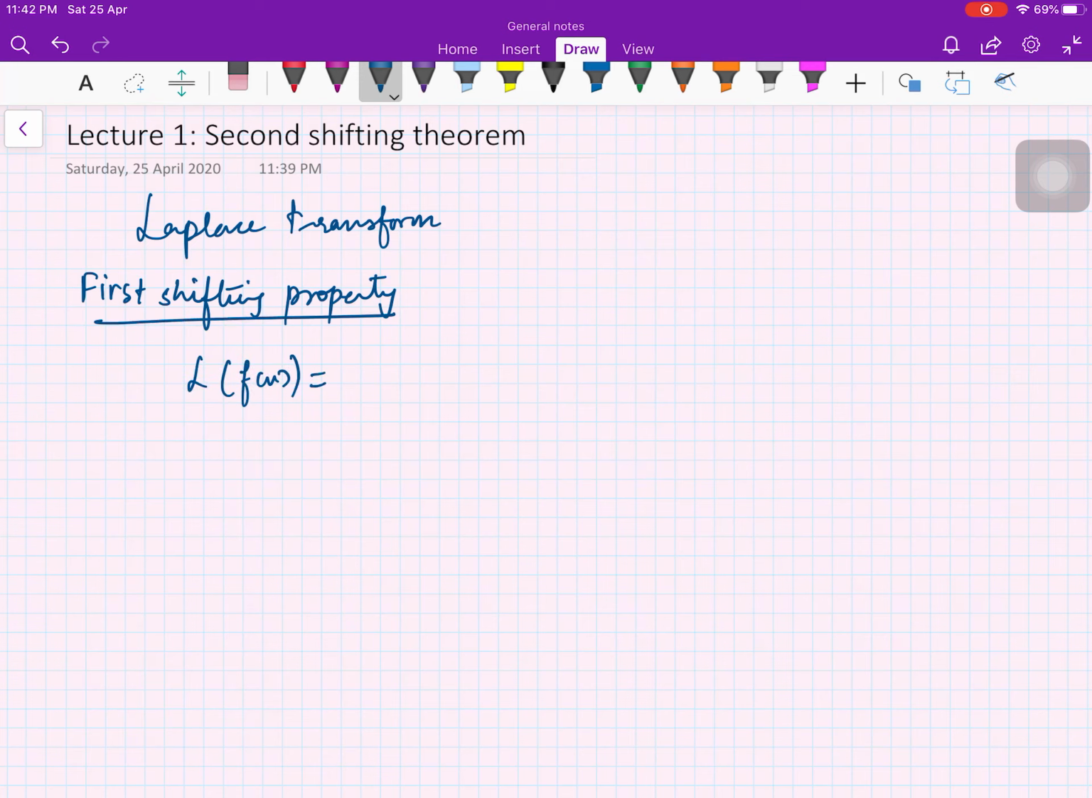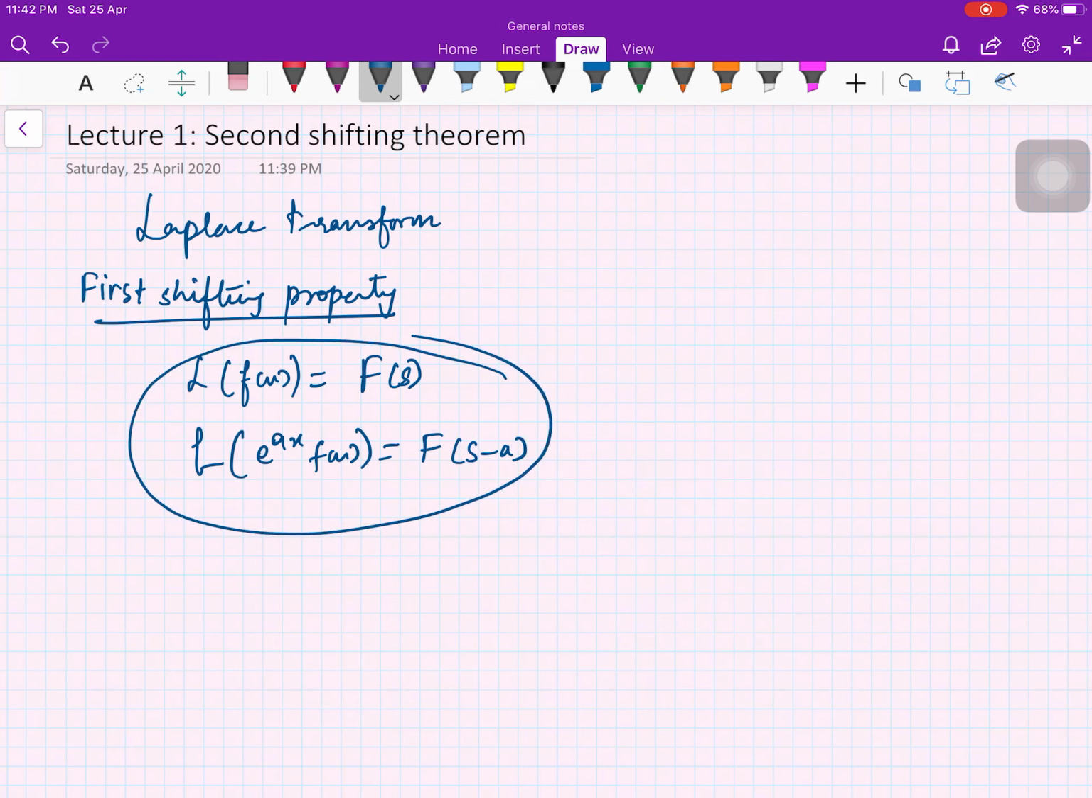First shifting property was that if you have L of f of x is say capital F of s, then if you multiply on left hand side with e raised to power ax, then on the right hand side s will be replaced by s minus a. This we have already done, right? Okay, now I'll also tell you what else we have done.